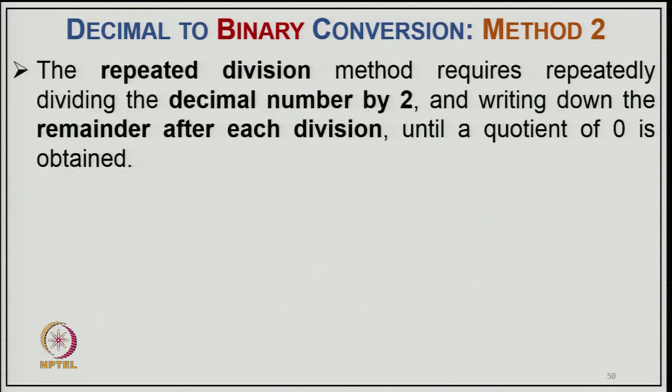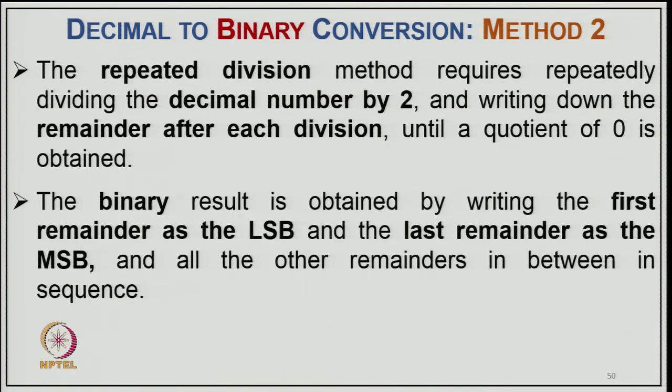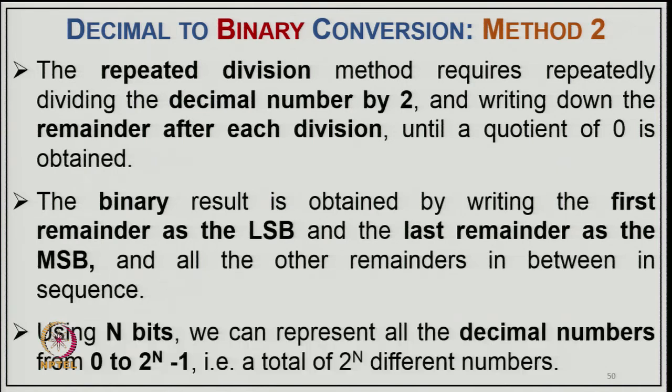The other method is method 2, the repeated division method, which requires repeatedly dividing the decimal number by 2 and writing down the remainder after each division until a quotient of 0 is obtained. This looks to be the more mathematical and logical one. The binary result is obtained by writing the first remainder as the least significant bit, the last remainder as the most significant, and all the other remainders in between in sequence.